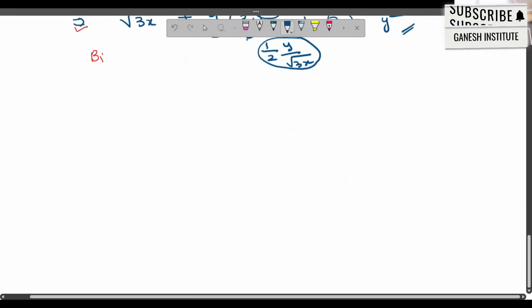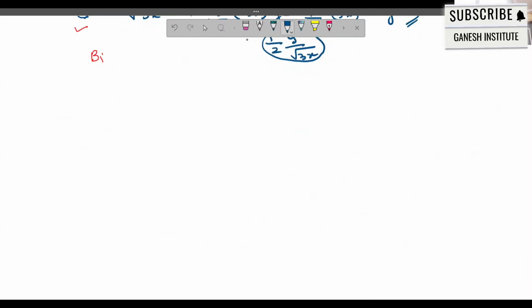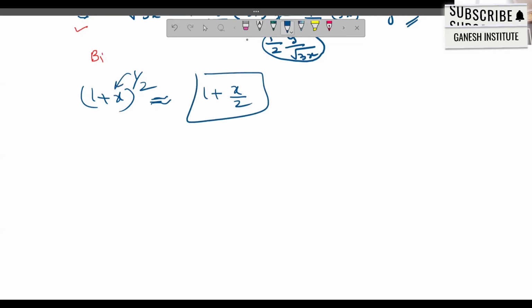You need to remember these two formulas. Sometimes you can find it in some of the entrance exams. So remember this bit if you are asked to solve this. You can remember at least two terms. So if I find out the approximate answer for this, it will be 1 plus x by 2. You simply bring this power down, and this is 1 plus x by 2. Okay.